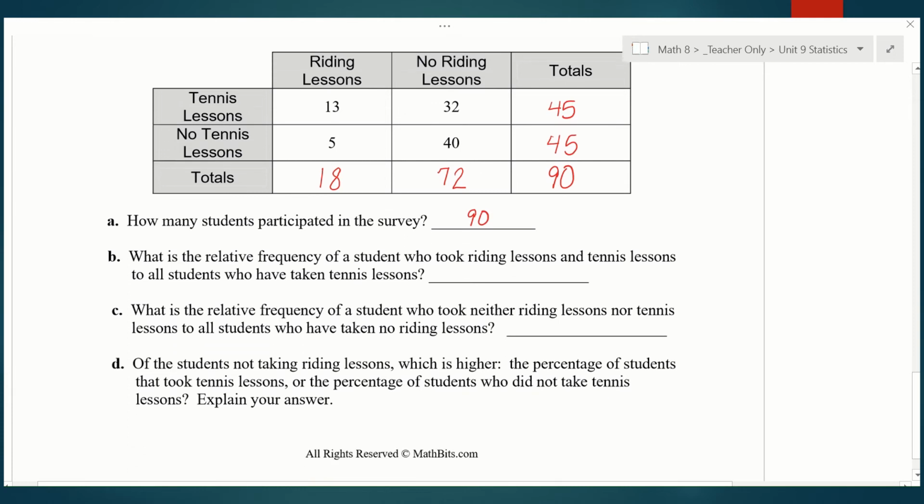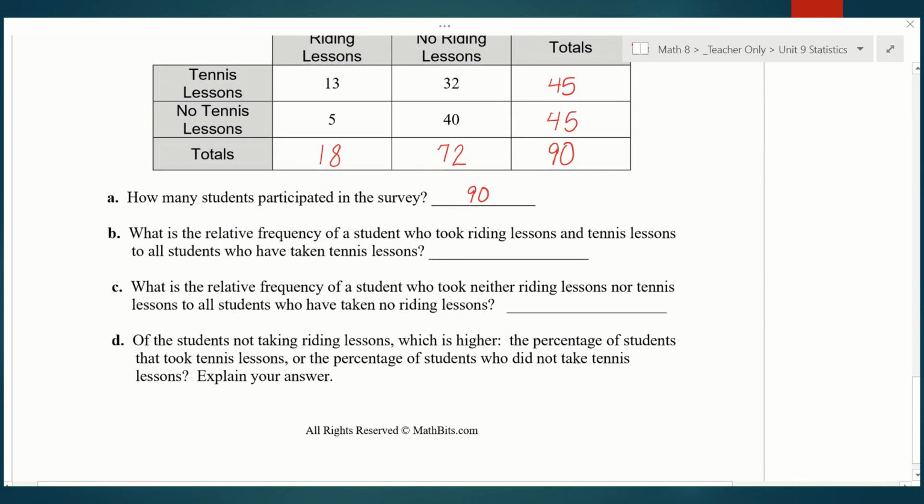What is the relative frequency of a student who took riding lessons and tennis lessons to all the students who have taken tennis lessons? So a student who took riding lessons and tennis lessons. How many took both? 13. And I'm comparing that to all of the students who have taken tennis lessons, which is 45. And so that comes out to be 0.29.